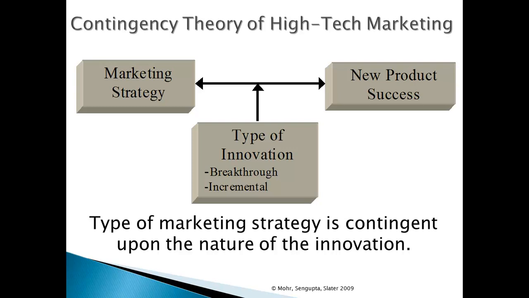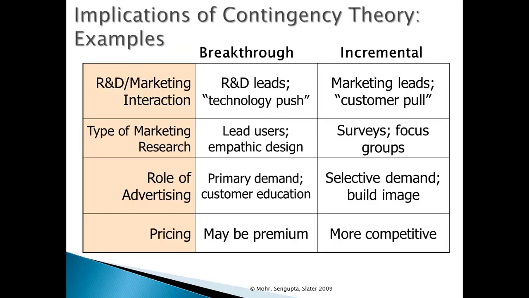We have to use one marketing toolkit for incremental innovations, and if we use that same toolkit for breakthrough innovations, it would fail. So for this class, we're going to learn a new toolkit for marketing strategy that is matched for breakthrough innovations in order to ensure success for breakthrough technologies. This is called the contingency theory of high-tech marketing.